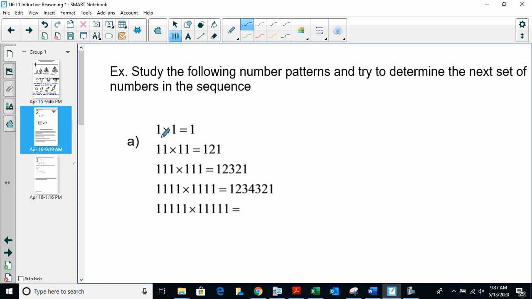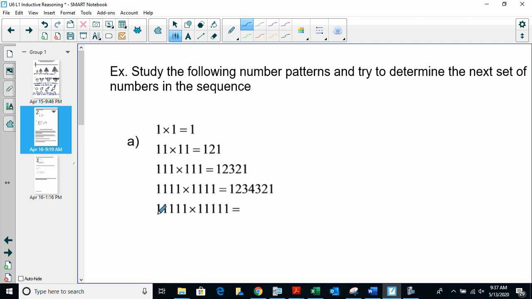When we multiply 1 by 1, then the product is 1. When we multiply 11 by 11, then the product is 121. When we multiply 111 by 111, then the number is 12321. So 111 times 111 is this.